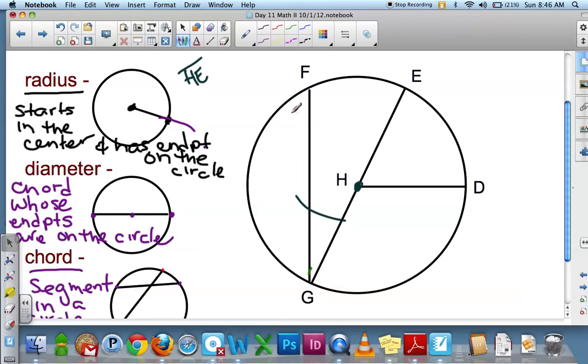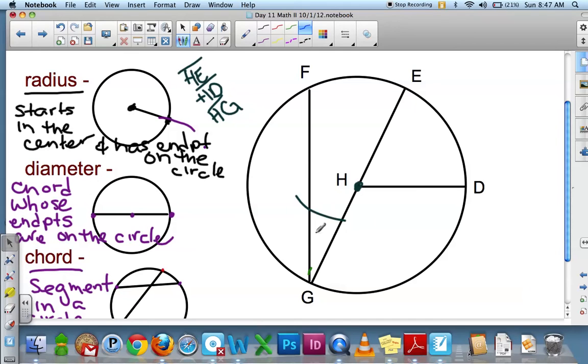Can you see the 2 more? You're probably all shouting out the answers at this point. So HD is another one, and then the last one, HG. I'm just putting that little line above it, signifying that it's a segment, part of a line. So anytime we have a radius, it starts in the center and has an endpoint on the circle. The next one we're going to look at, we have to pick out our diameter.